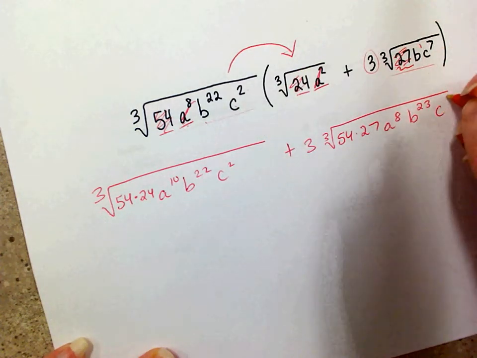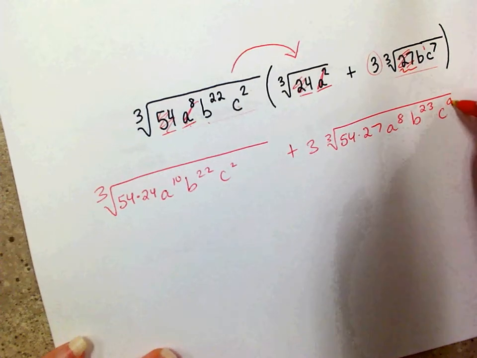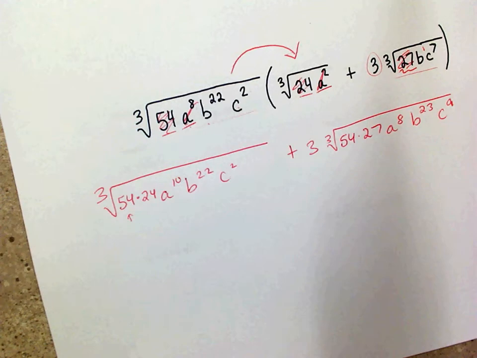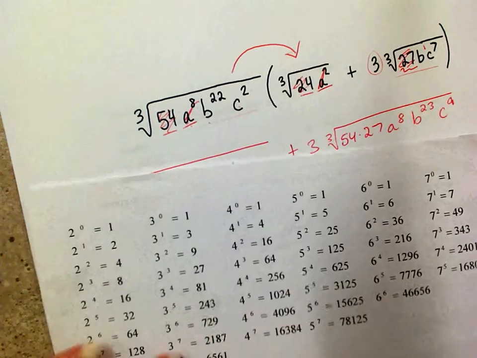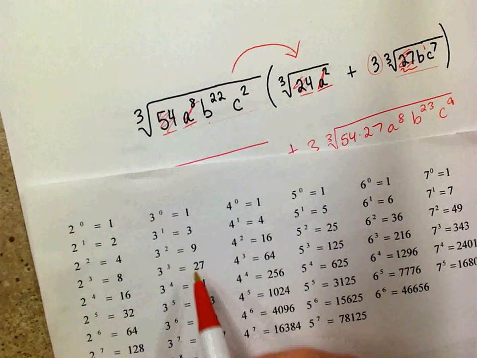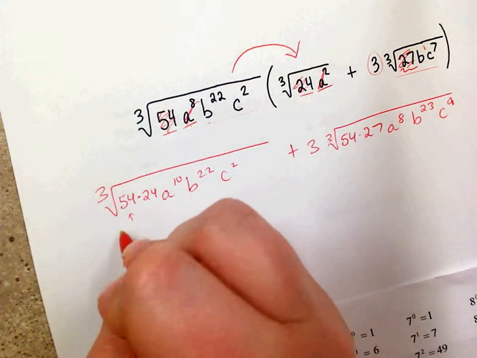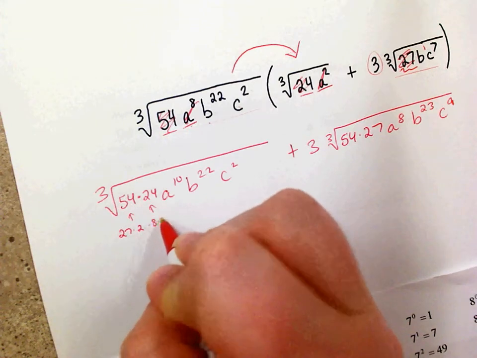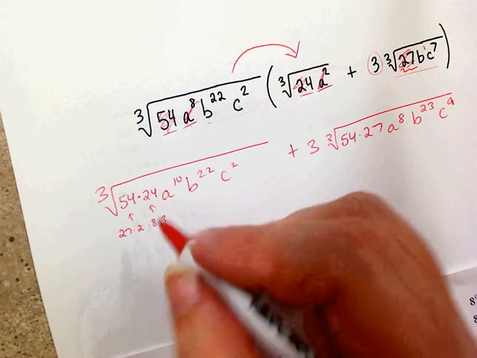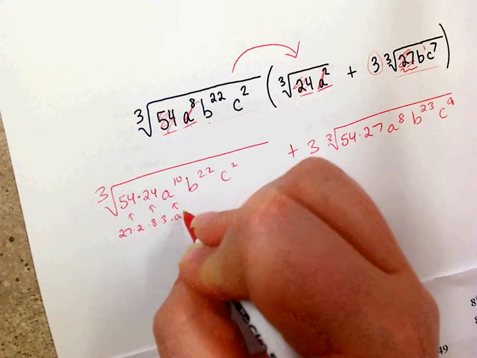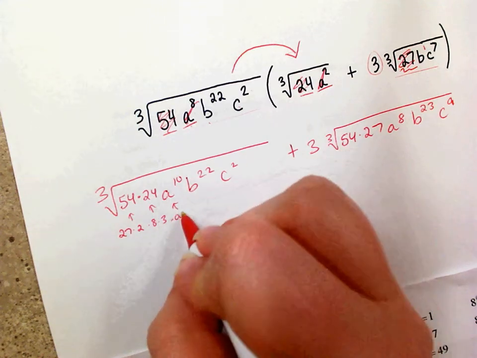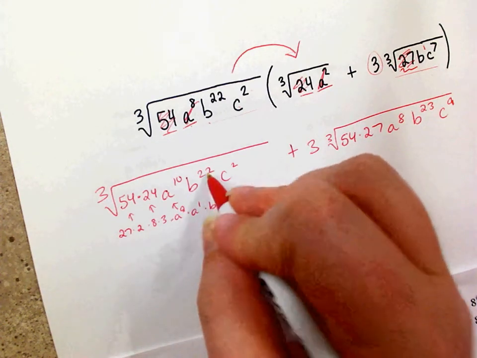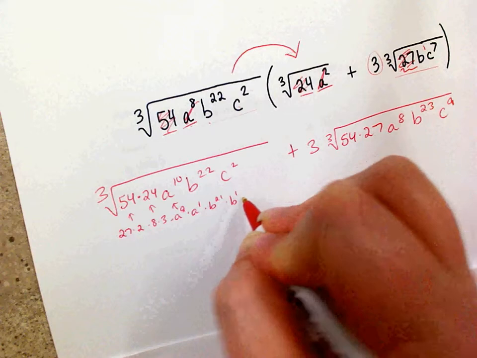Okay? So, now I start simplifying. 54 is not anything cubed, but 3 cubed is 27, and 27 times 2 is 54. So I'm going to write that as 27 times 2. 24 is 8 times 3, and 8 is a perfect cube, 3 is not. A to the 10th, I'm going to say a to the largest multiple of 3 is 9 times just a to the first, what's left over. Largest multiple of 3 is 21 with 1 left over. And then there isn't a 3 that goes into that, so I leave it like that.